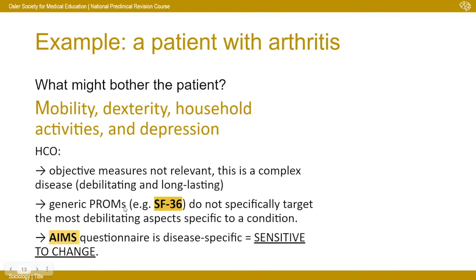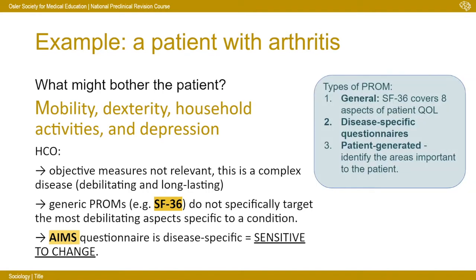Generic PROMs, such as the SF36, do not specifically target the most debilitating aspects specific to this condition, whereas the AIMS questionnaire, so that's the Arthritis Impact Measurement Scale, is disease specific, and that is sensitive to change. When it was evaluated, in patients with arthritis who were given NSAIDs to treat them, there was a noticeable change in the AIMS score within a period of only 4 weeks.